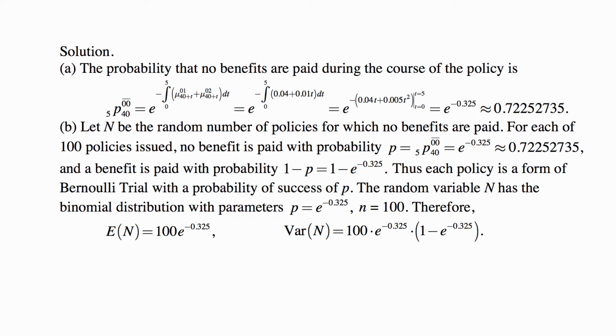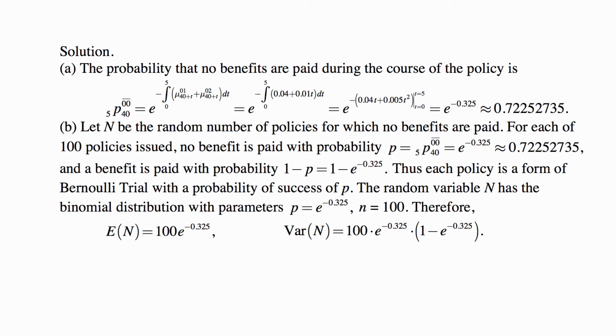Same thing, really. So that's e to the minus integral from 0 to 5 of 0.04 plus 0.01t dt. The 0.04 came from adding 0.03 and 0.01. And then we just calculate the integral of that. It's 0.04t plus 0.005t squared, of course with the minus in front of everything from the minus in front of the integral. And we evaluate from 0 to 5, and this ends up being e to the negative 0.325, or approximately 0.7225235. So that's part A.